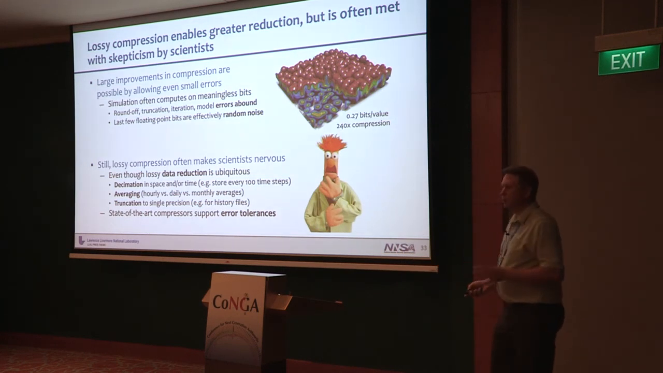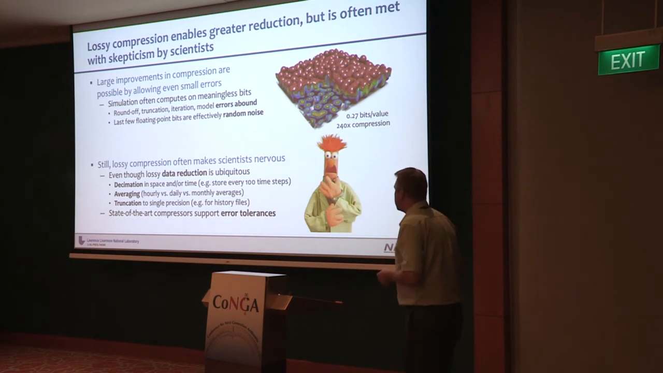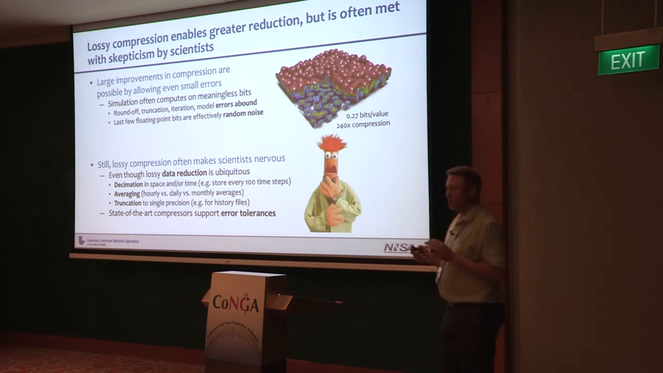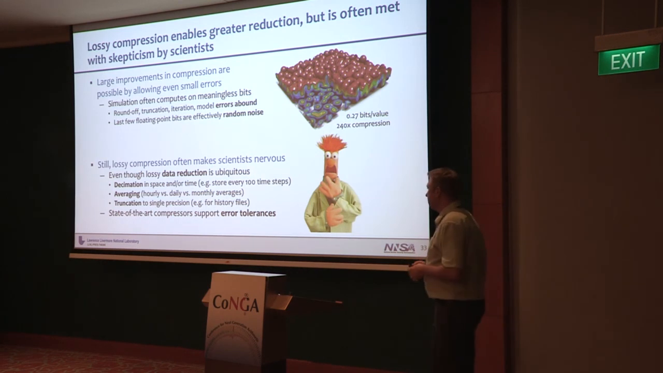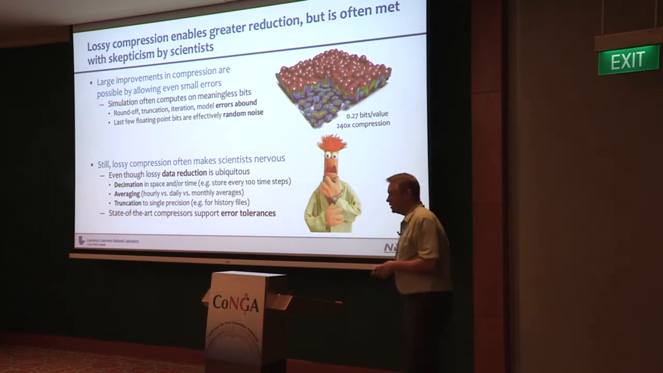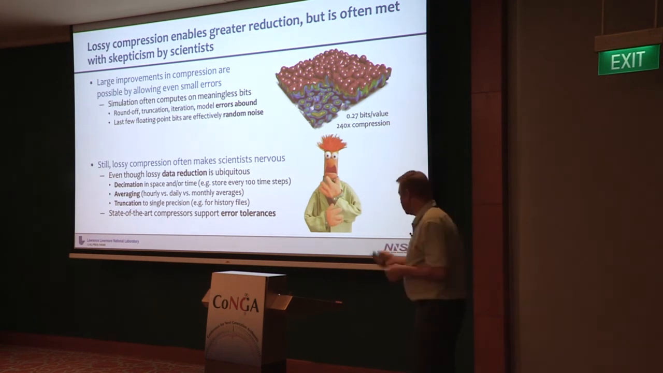The scientists are comfortable converting double precision to single precision before they output to disk, for instance. So they're quite used to this, yet they don't like the idea of lossy compression. Well, it turns out that most compressors these days can actually support error tolerances and give you guarantees that we don't introduce too much error.